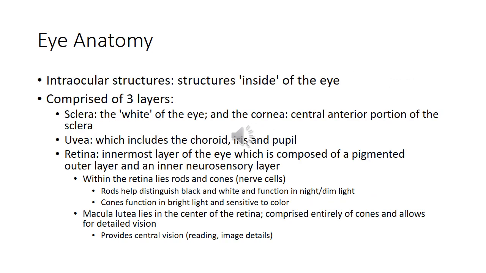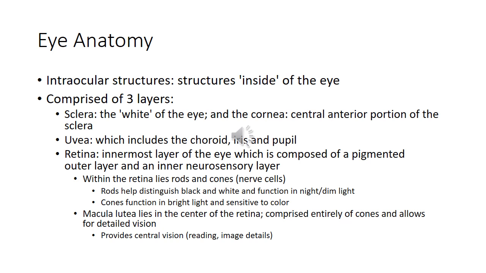So let's move on to the inside of the eye, or the intraocular structures of the eye. There are three layers that comprise this part of the eye. We have the sclera, the uvea, and the retina. The sclera is the white of the eye, and the cornea is the central anterior portion of the sclera. The uvea consists of the choroid, iris, and the pupil.